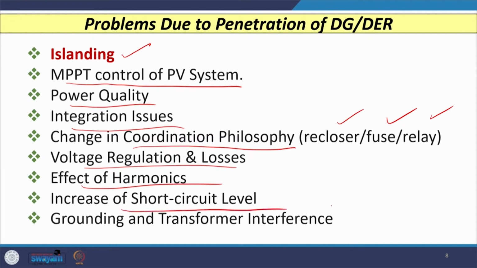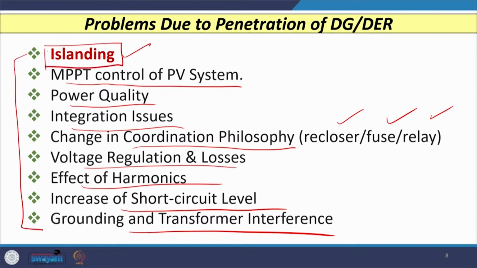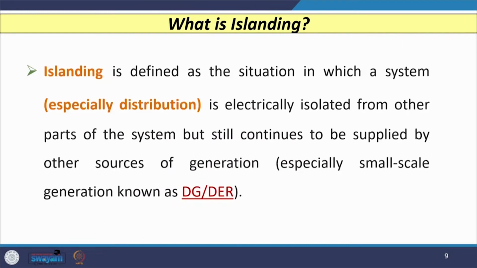There is also an increase in short circuit level. So, we need to consider the breaking and making capacity of several other devices, and grounding and transformer interference issues are also there. Now, out of all these issues, we are going to concentrate only on the first one, that is islanding. So, let us see what an islanding condition is.